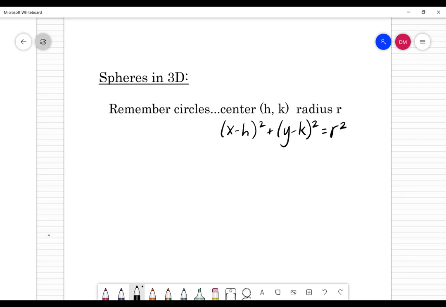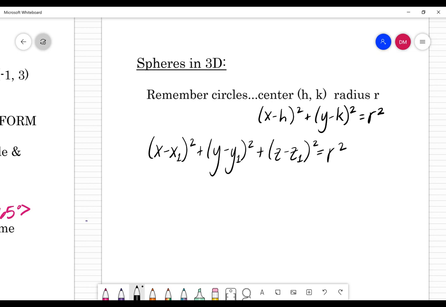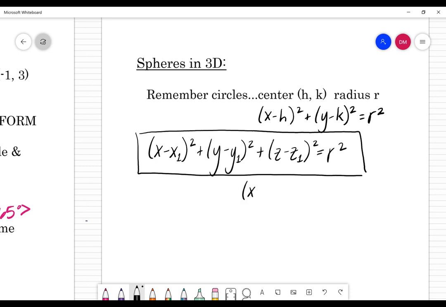And so instead of using h and k to represent our center, we make things a little bit easier on ourselves and just use x's and y's, and then we introduce that z component as well. So our formula here would be x minus x sub 1 squared plus y minus y sub 1 squared plus z minus z sub 1 squared is equal to r squared. So you just have this additional z component. Instead of choosing different variables, we use x1, y1, z1 to represent our center.